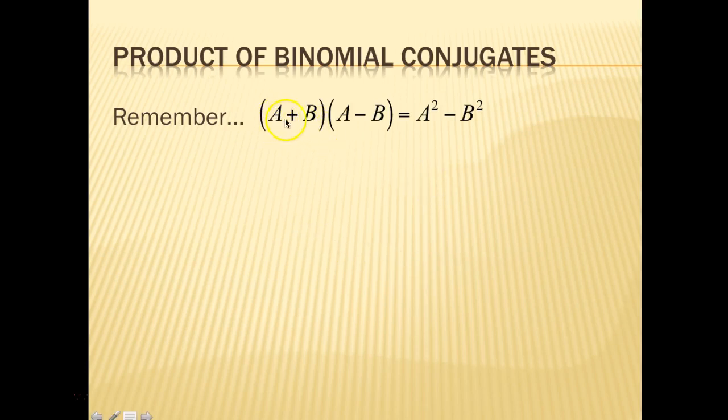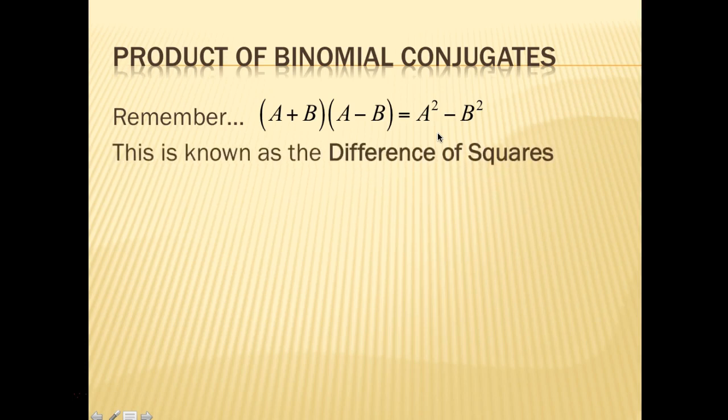If you remember, when I multiplied (a plus b) times (a minus b), I squared the first and I squared the second. This was our second vocabulary, difference of squares. So when I multiply binomial conjugates together, all I do is square the first term, square the second term, and subtract those two. So let's look.